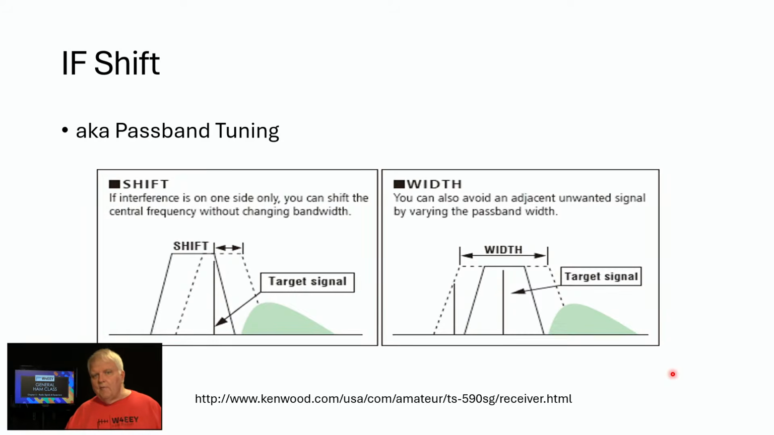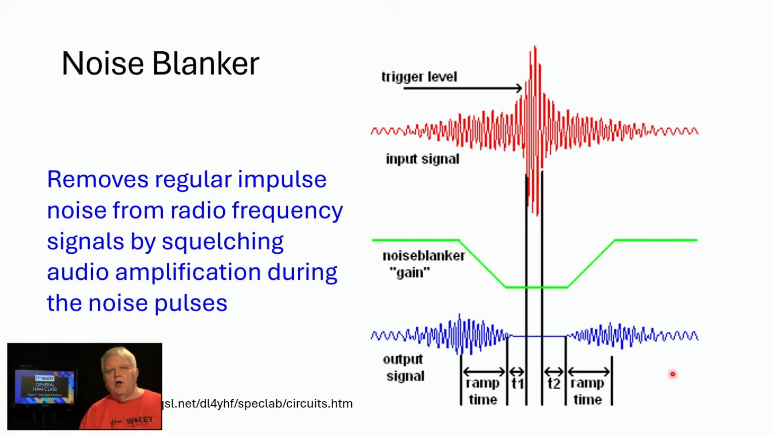If you're going to be operating mobile, or even at home sometimes with electric fences, a noise blanker can be your friend. A noise blanker is a switched squelch that senses high, repetitive pulses in your signal, and can remove that by squelching it out. And all of a sudden, all you hear is the desired signal, with some brief pauses that you don't even notice. So a noise blanker can do that.